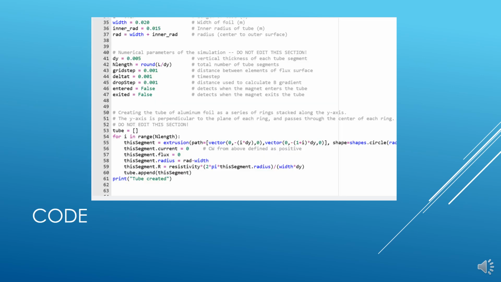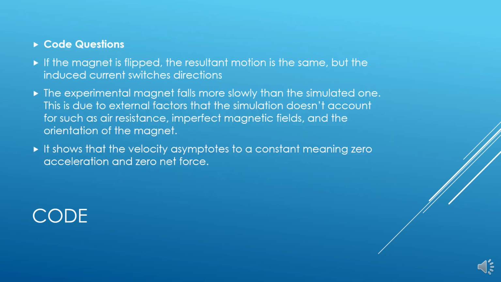This is some of the GlowScript code used in this experiment. To help explain some of the code, the following questions are answered. If the magnet is flipped, the resultant motion is the same, but the induced current switches directions.